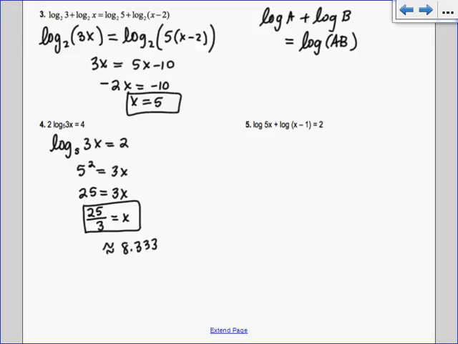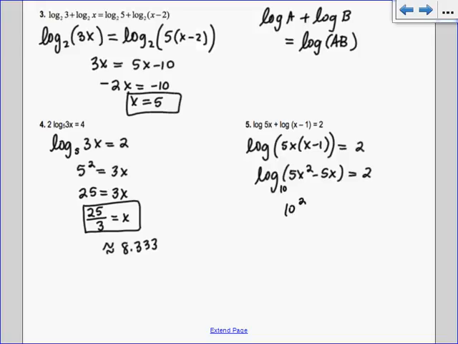All right, so this next one. So we're going to combine. So we have log of 5x times x minus 1 equals 2. So we have log of 5x squared minus 5x equals 2. So we need to switch forms. So we have a base of 10. So when we switch forms, we have 10 squared equals 5x squared minus 5x.